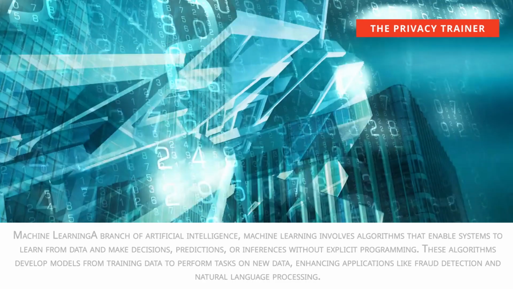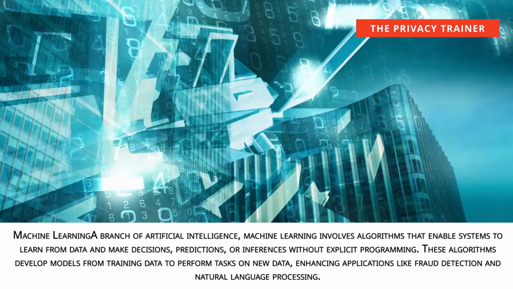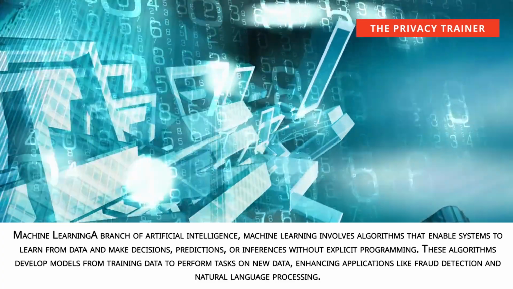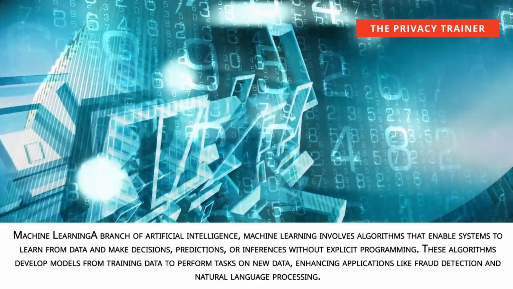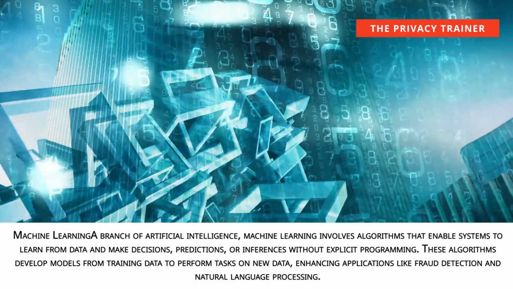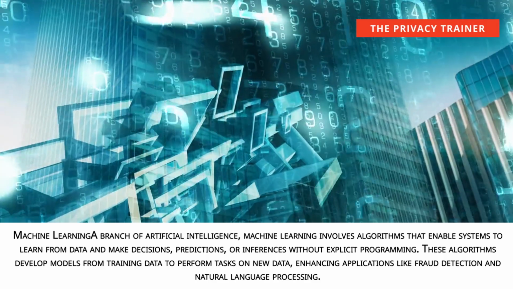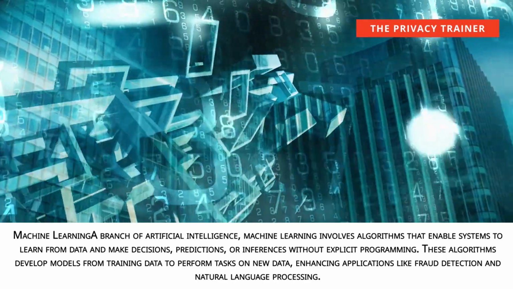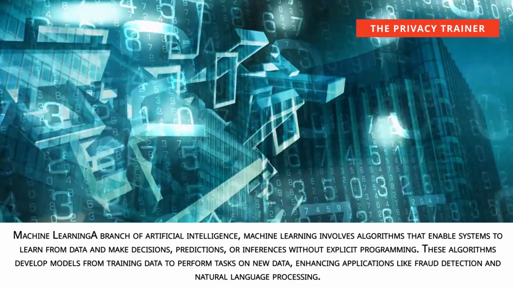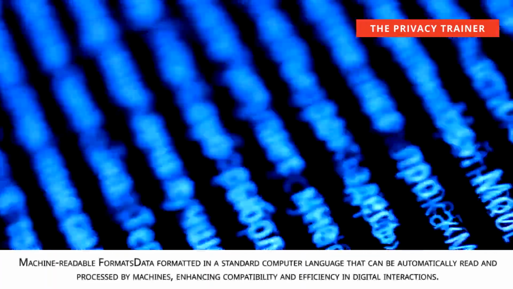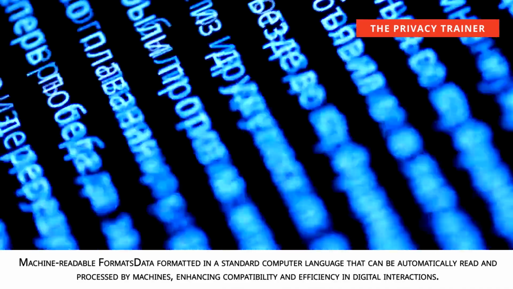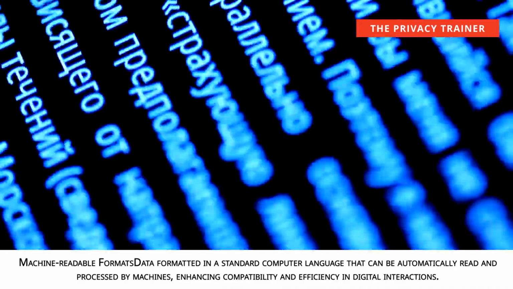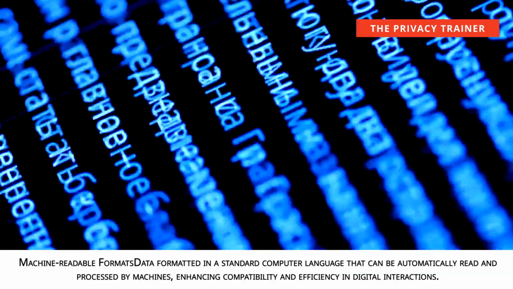Let's dive in. Machine learning, a branch of artificial intelligence. Machine learning involves algorithms that enable systems to learn from data and make decisions, predictions, or inferences without explicit programming. These algorithms develop models from training data to perform tasks on new data, enhancing applications like fraud detection and natural language processing. Machine-readable formats, data formatted in a standard computer language that can be automatically read and processed by machines, enhancing compatibility and efficiency in digital interactions.